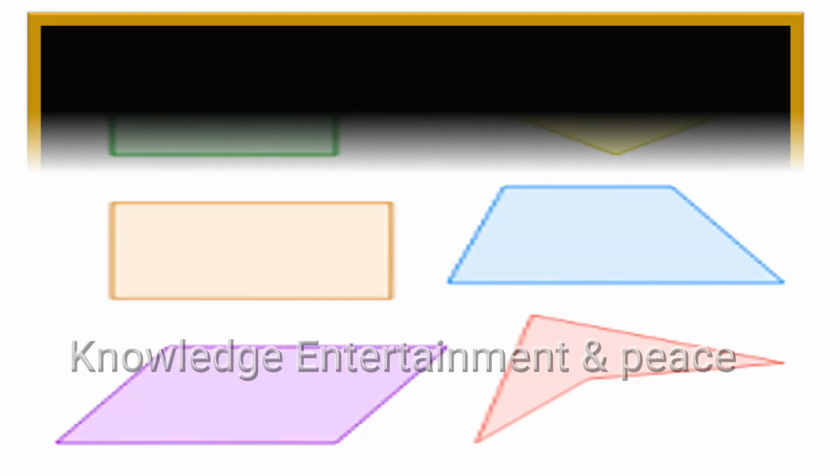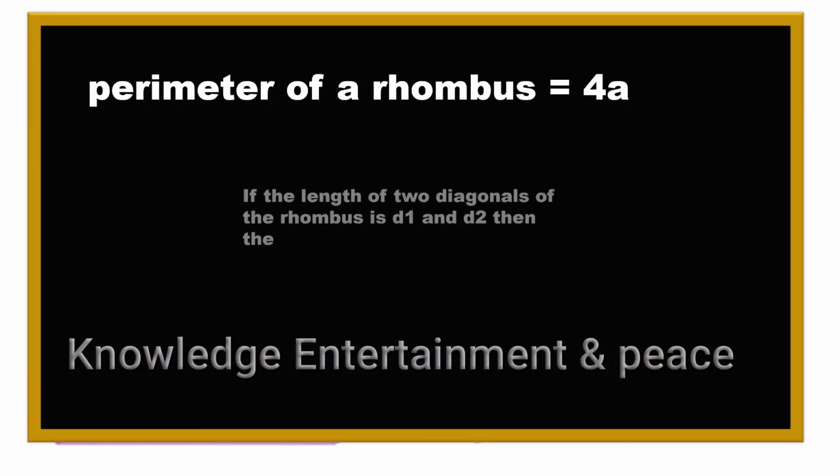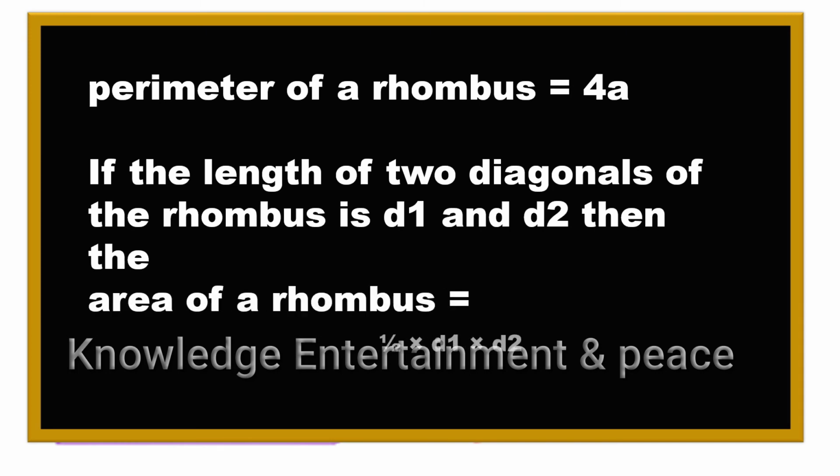Rhombus formulas. If the side of a rhombus is A, then the perimeter of the rhombus is 4A. If the lengths of the two diagonals of the rhombus are D1 and D2, then the area of the rhombus is half into D1 into D2.